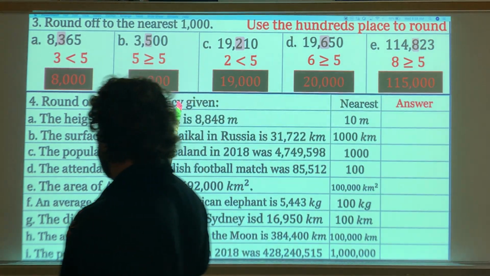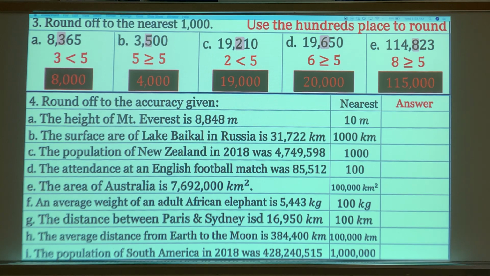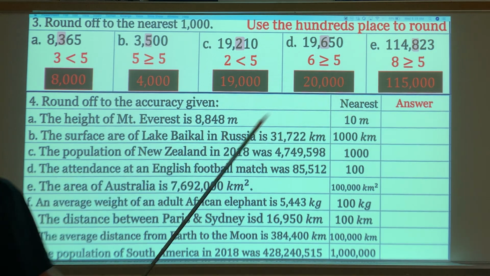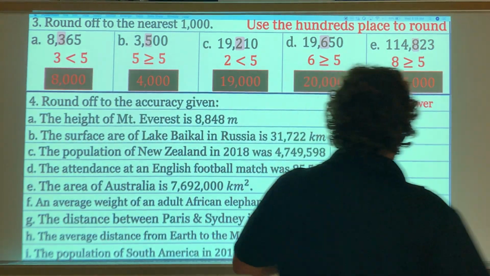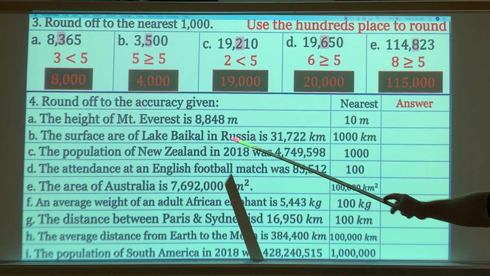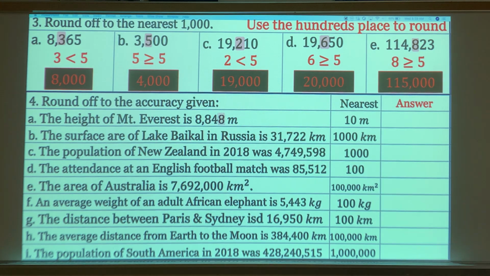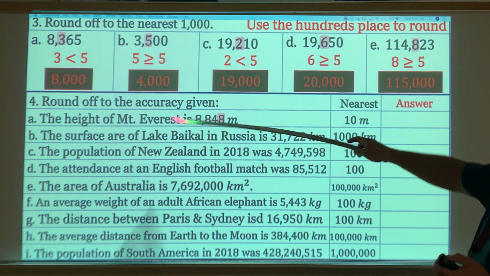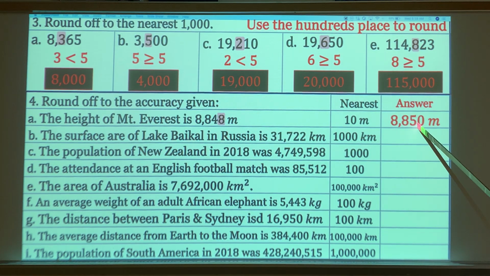All right, round off the accuracy given. So the first thing you want to know is the height of Mount Everest. So I'm going to get off the screen here just so you can see. Height of Mount Everest, you're rounding to the nearest 10 meters. Actually, I'm going to jump on this side. All right, so 10 meters is right here, so we're going to use the ones place to round. 8 is greater than or equal to 5, so we're going to round this 4 to a 5, and your answer is 8,850 meters. Don't forget to write your unit.